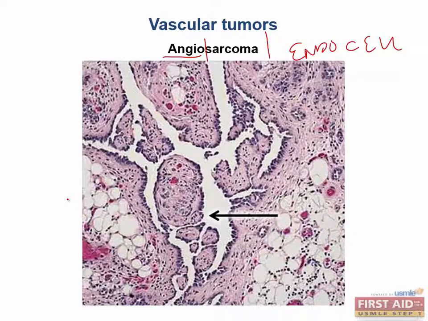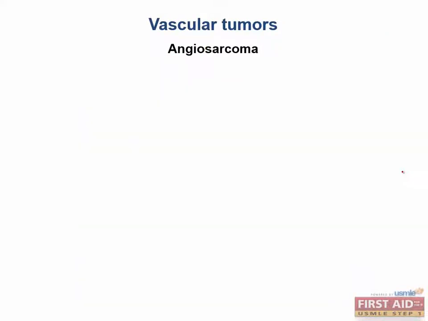Angiosarcomas typically occur in sun-exposed areas, so you would expect the head and the neck to be one of the top two places to be looking for these. Two other high-yield associations are in the post-mastectomy patient with chronic lymphedema and the patients that receive radiation therapy. So let's talk about this.